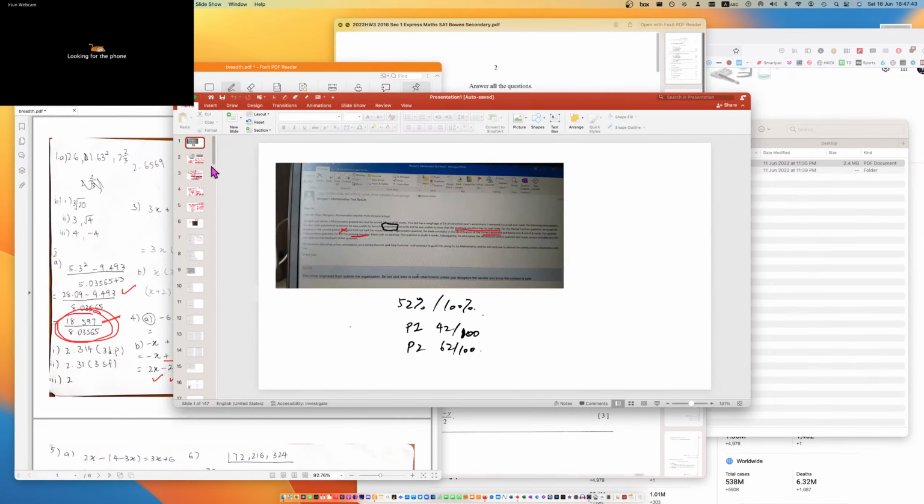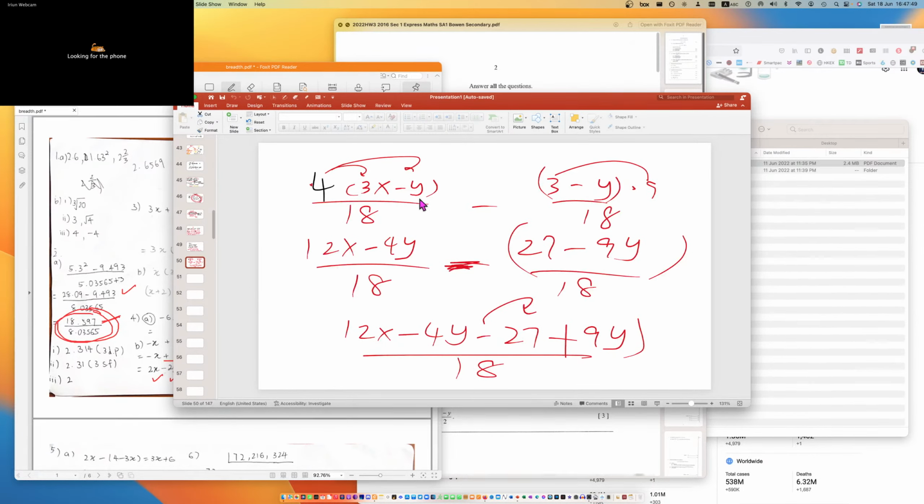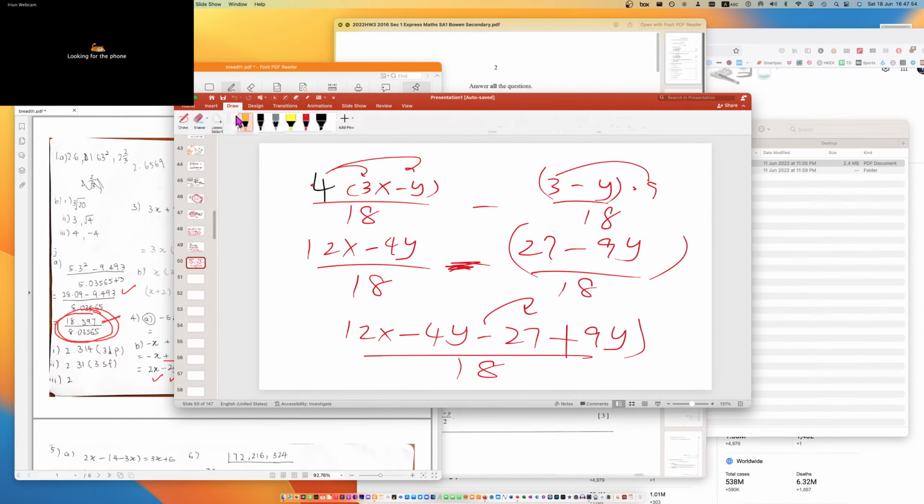Because if you don't have this habit of writing down the arrow, it's very easy for you to miss out. It's just like for me, with the arrow, I can see that 4 times the 3x, 4 times the minus y. Without the arrow, sometimes you try to put everything in your brain, it's hard to digest, especially for students like you.